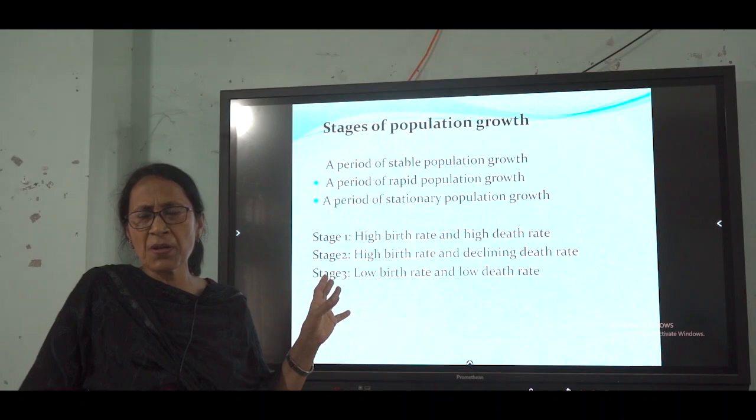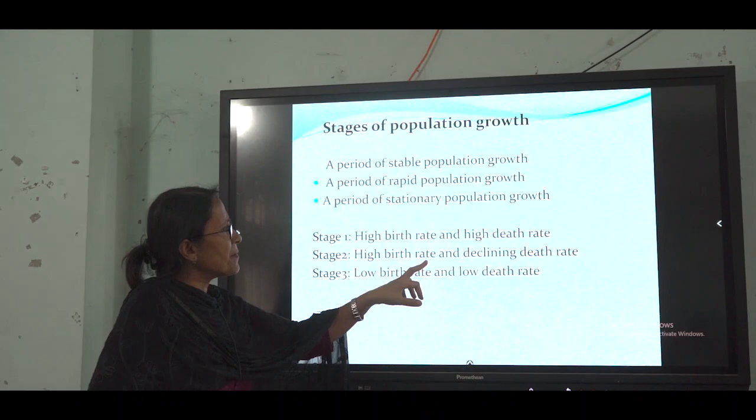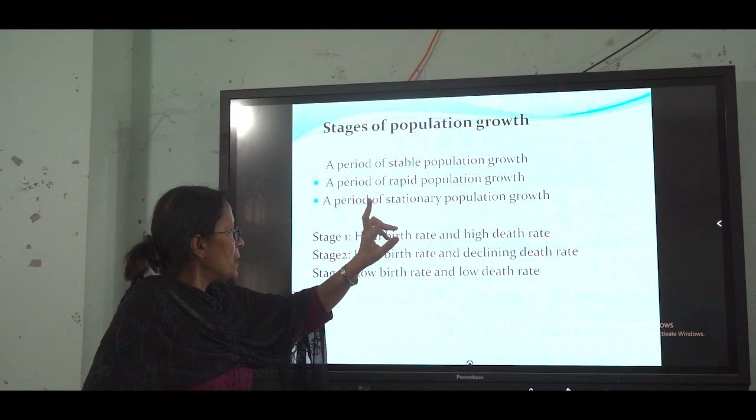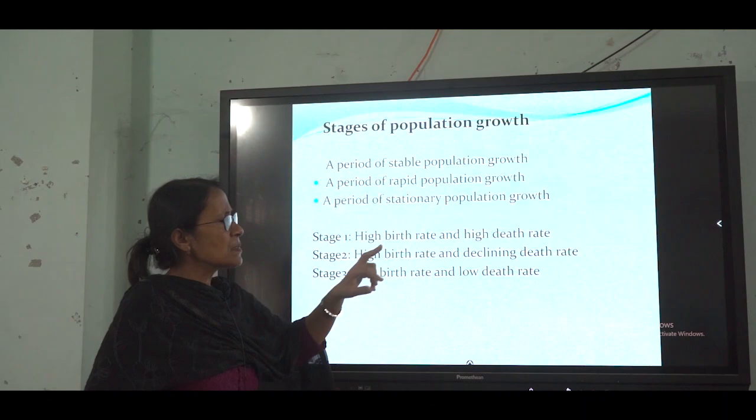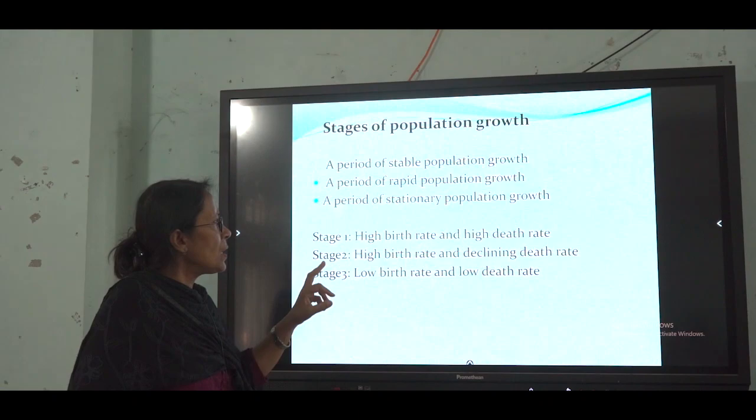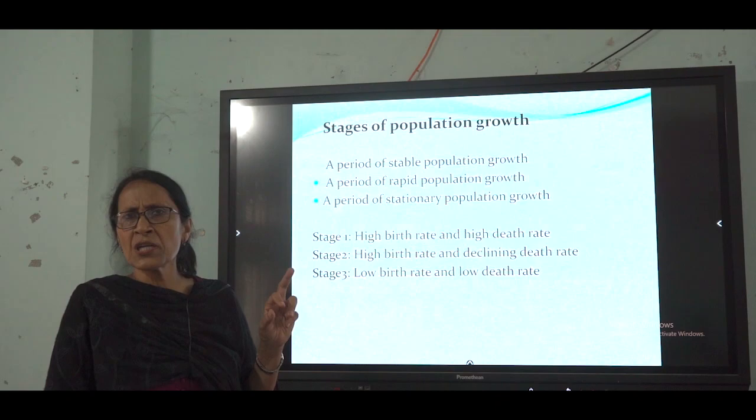So the second stage is a high birth rate and a declining death rate. As I write it here, the period of rapid population growth. Here you see the high birth rate. The birth rate remains high, but the death rate is becoming low, because of some social, economic, and political situations.